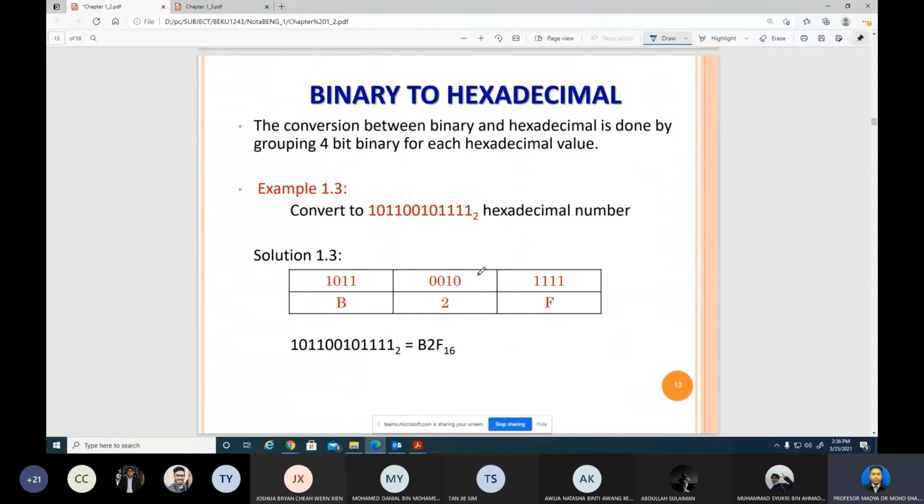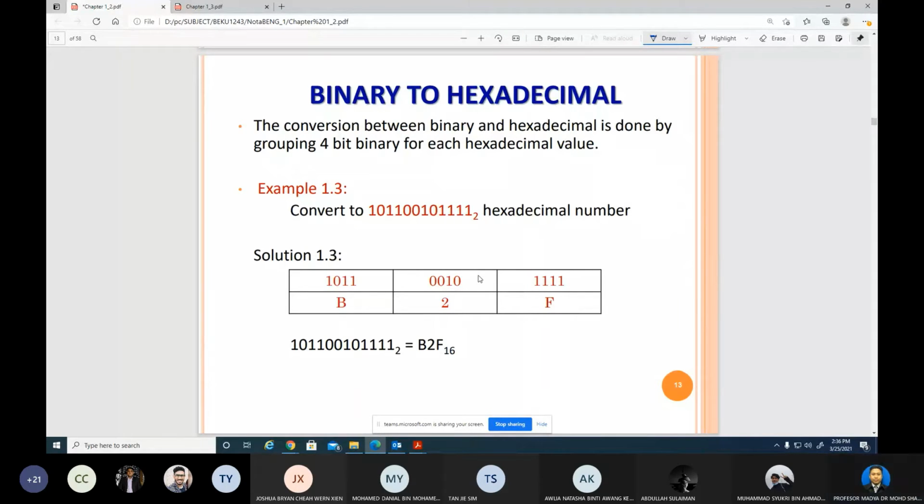Okay, next we go for the binary to hexadecimal. Alright, so for the hexadecimal, you can see this one. This is some trick that we can use. For this hexadecimal, if binary to hexadecimal, you can group by 4, or you can split by 4.